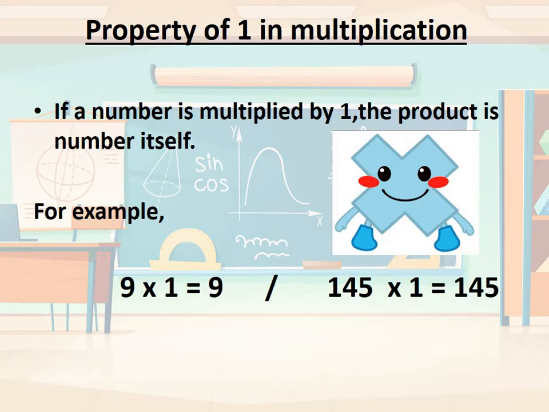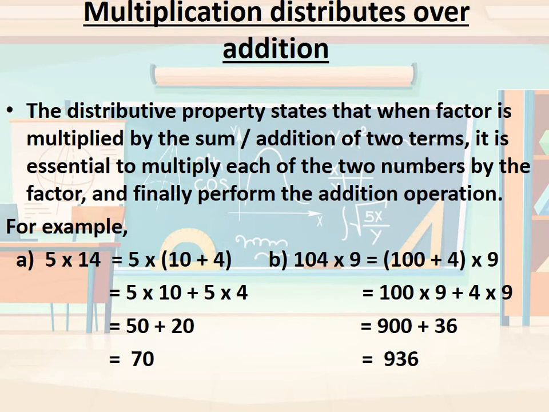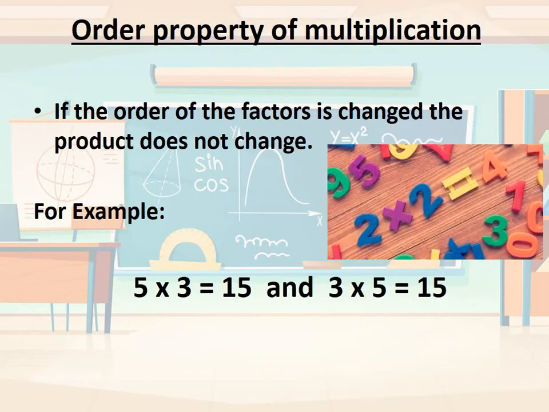Any number multiplied by 1, it always gives the number itself. 9 multiplied by 1, it will give you 9. 145 multiplied by 1, it will give you 145. Okay, then it's the turn of our order property.